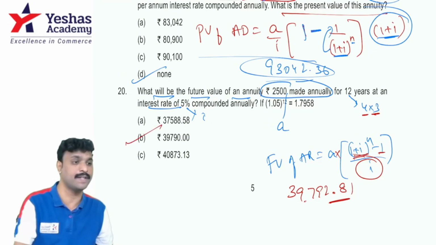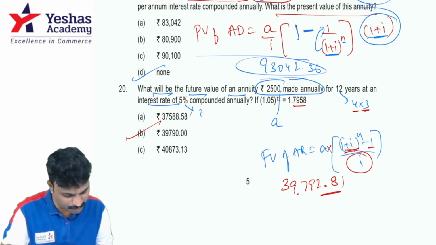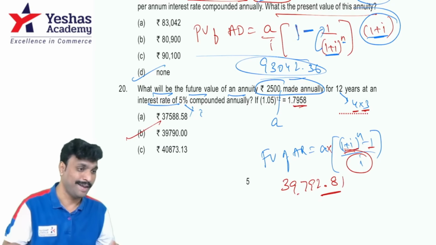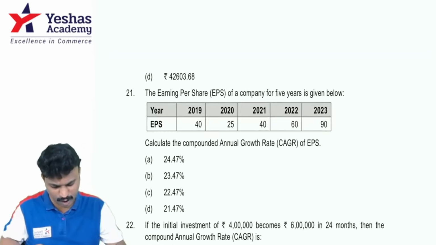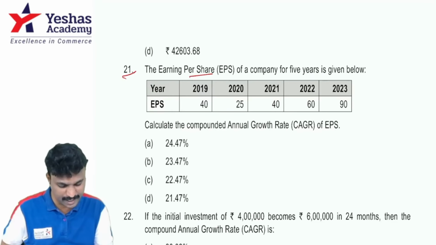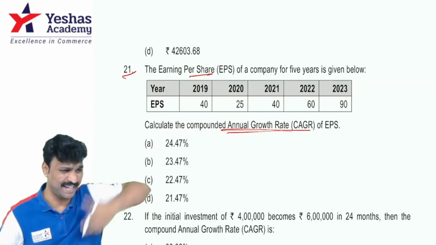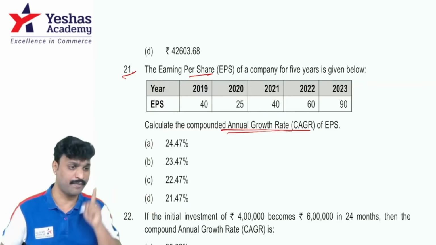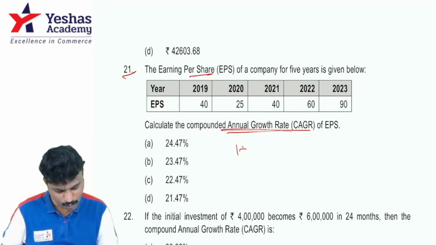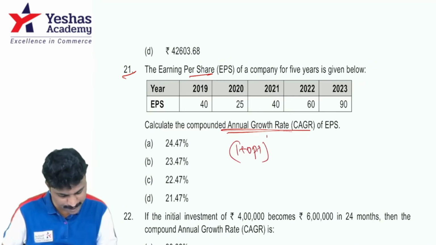39,792.81. The nearest answer is option B, because they have approximated this value. So we have got a closer value only. Guys, moving on to the next question, 21st, the earning per share. So they're asking us to find annual growth rate. Don't read the entire question, see the last part of it. Guys, for CAGR, I gave you a shortcut. What is it? 1 plus option power n2 minus n1 is equal to a2 by a1.